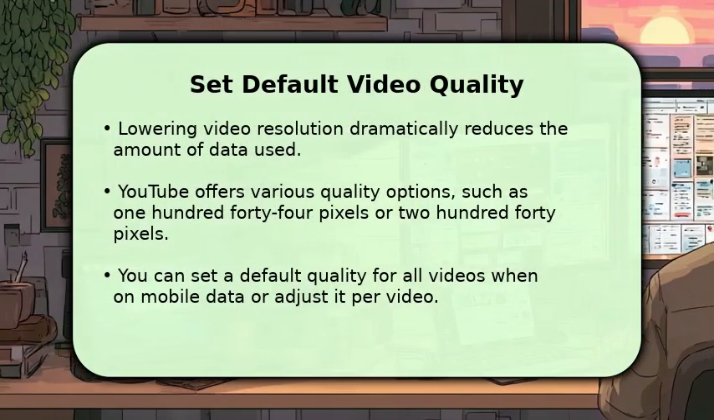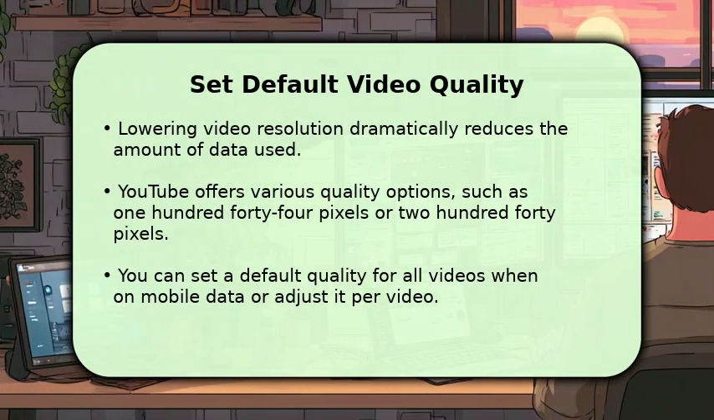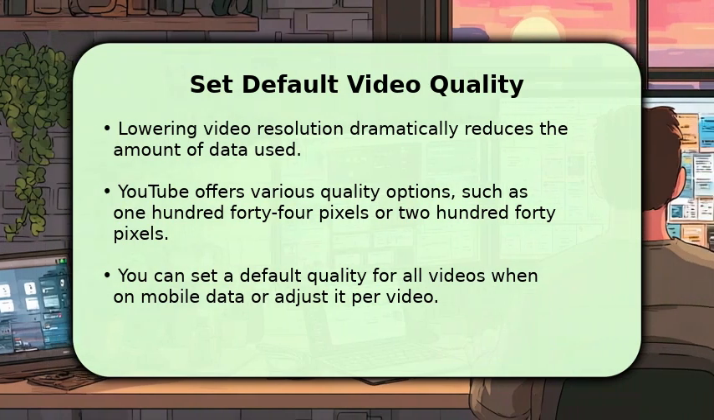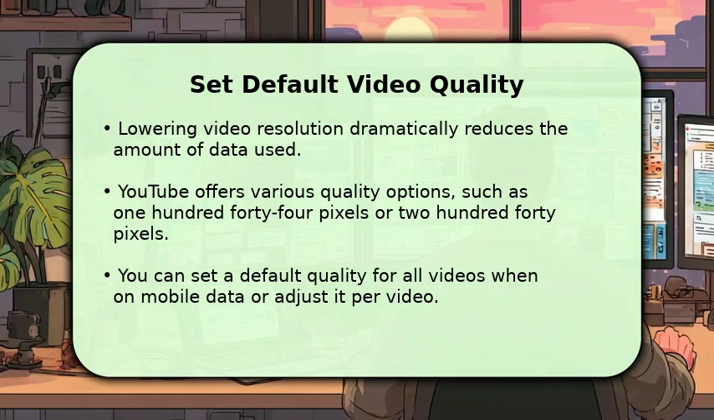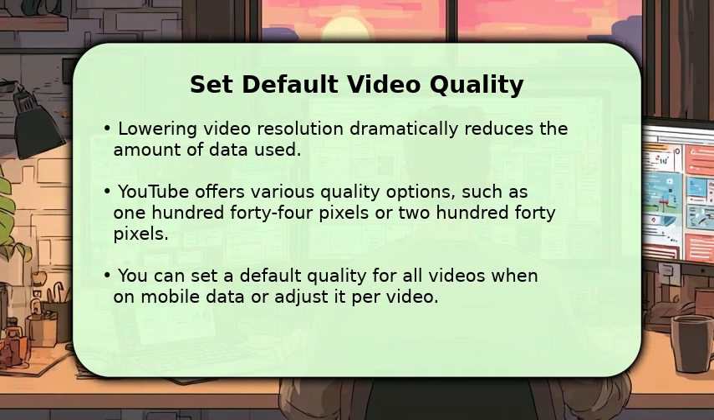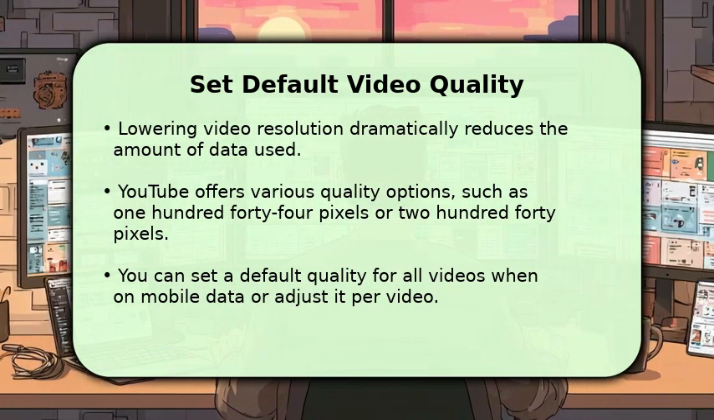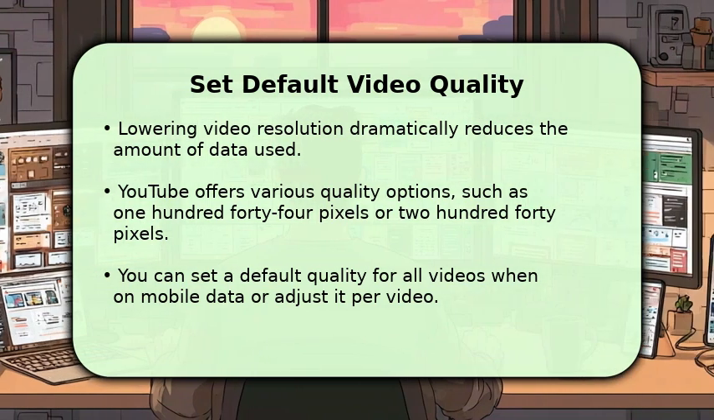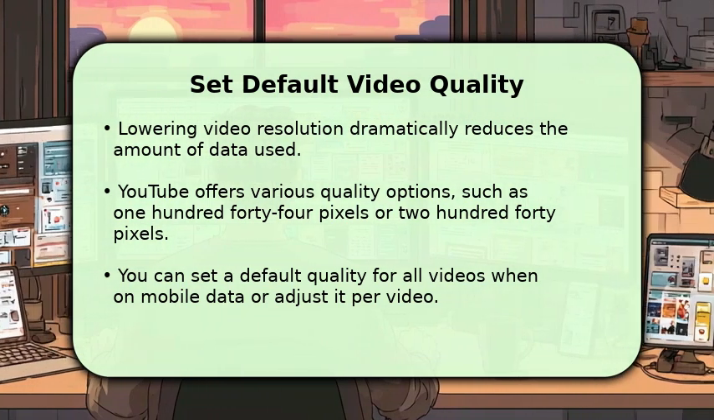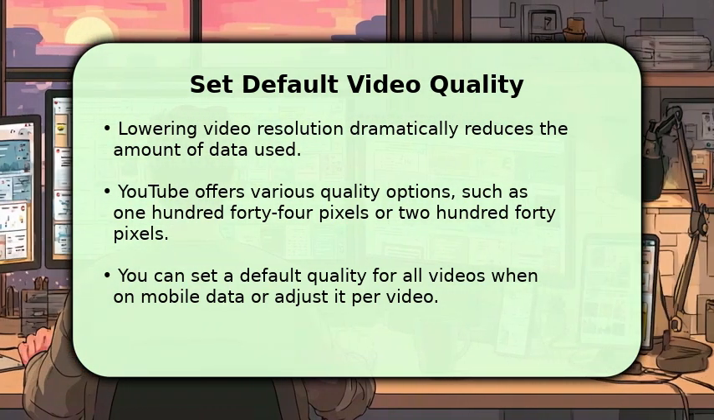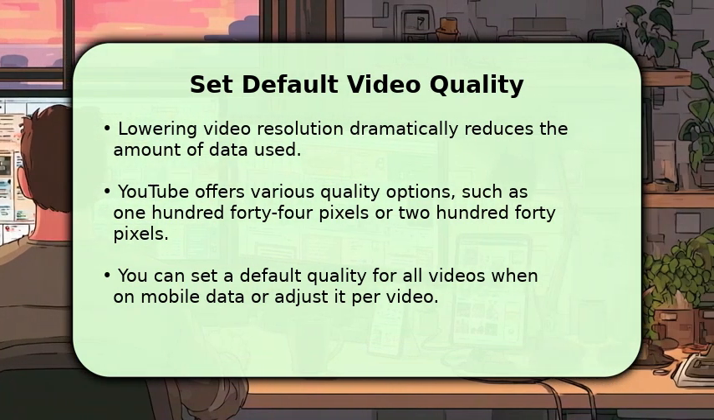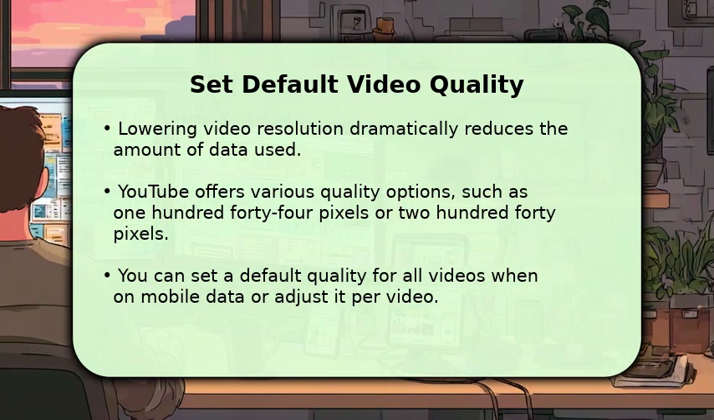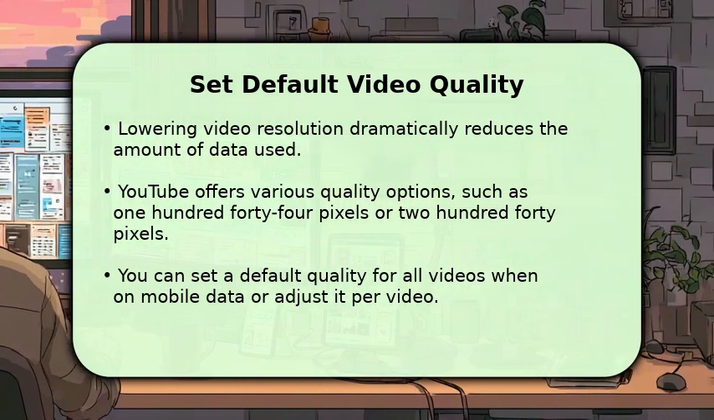A primary way to save data is by adjusting your video quality. Navigate to the settings icon on any video and select a lower resolution, such as 144 pixels or 240 pixels. The lower the number, the less data it consumes. You can also set a default quality for all videos when on mobile data, which prevents high-definition streaming automatically. This simple change alone can drastically reduce your data footprint.